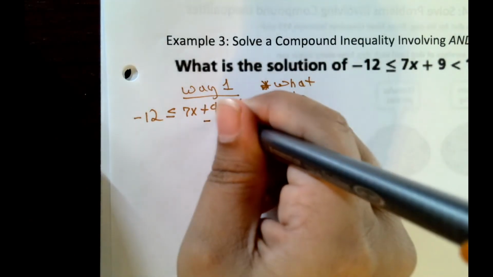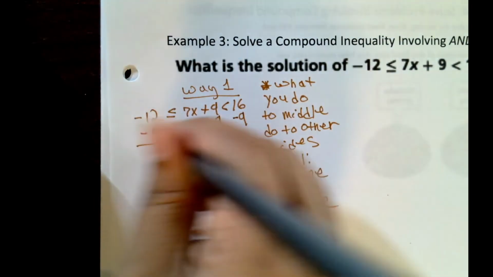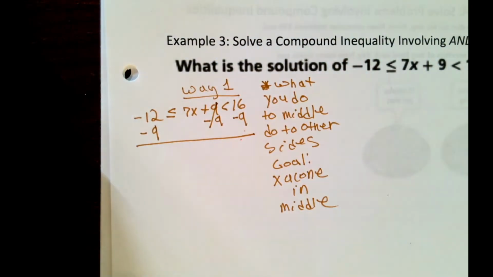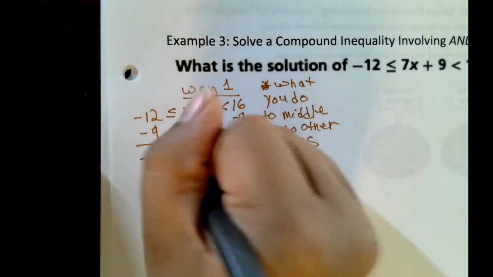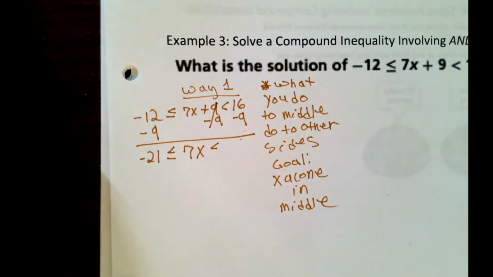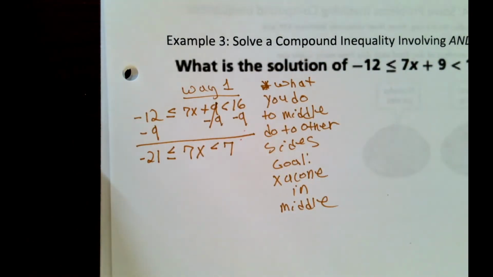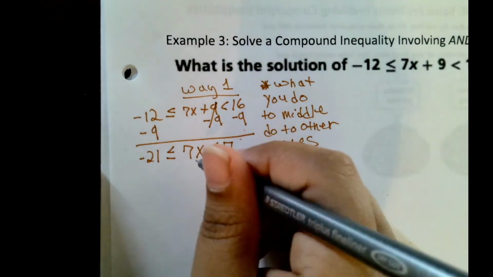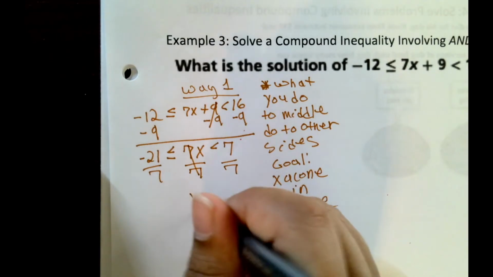Well, -12 minus 9 is -21. We have our 7x in the middle because we bring down what we didn't use. And then we have 7. X is still not by itself. To get x by itself, we divide by 7. Yes, you still have to flip the sign if it's negative, but here we don't have a negative. So 7, 7, 7. X is now alone with a 1 and a -3. So that's our answer. This is way 1.